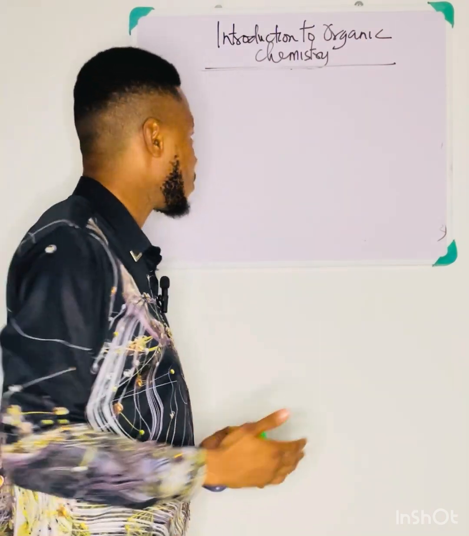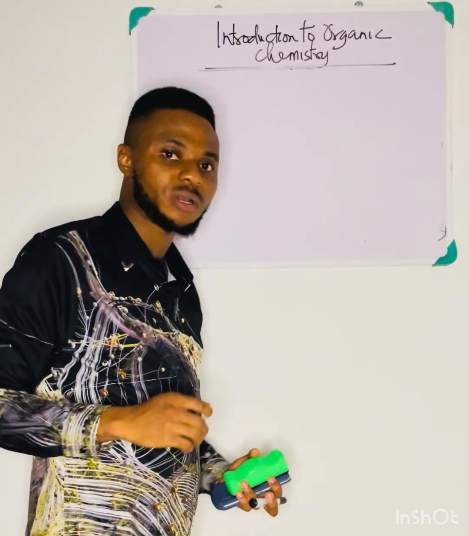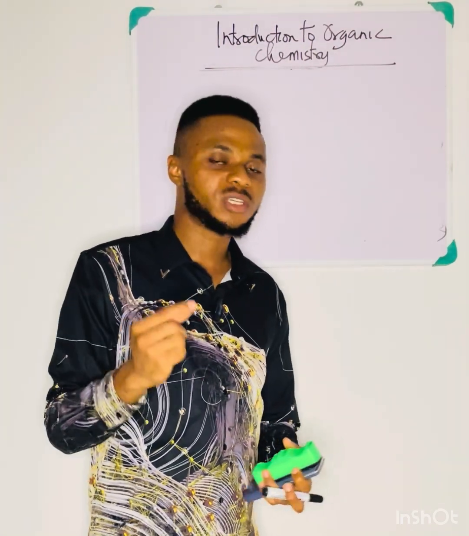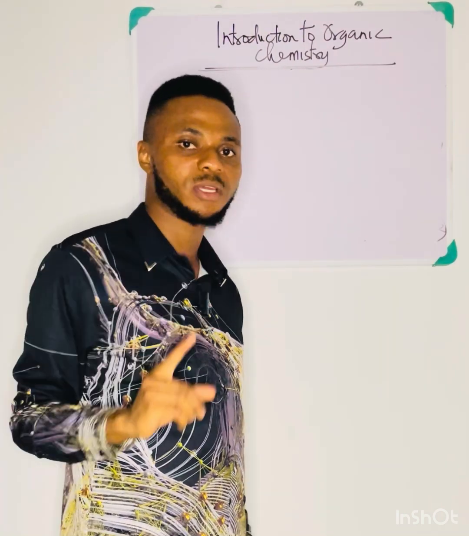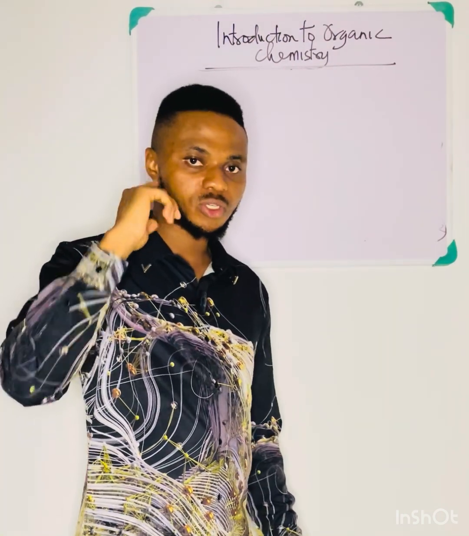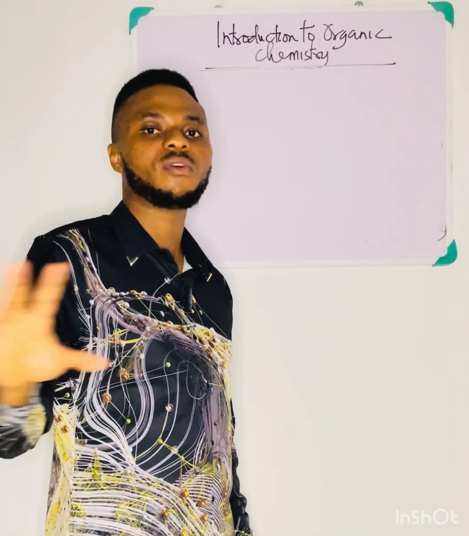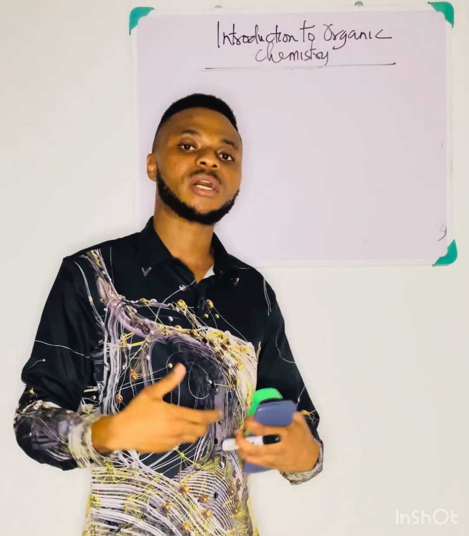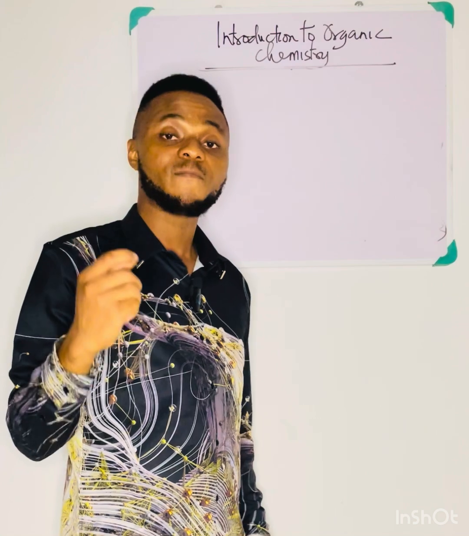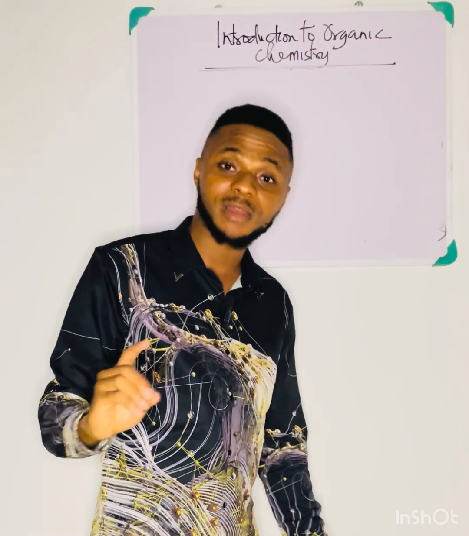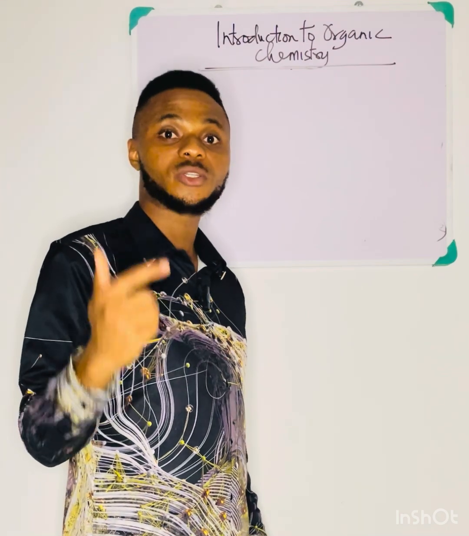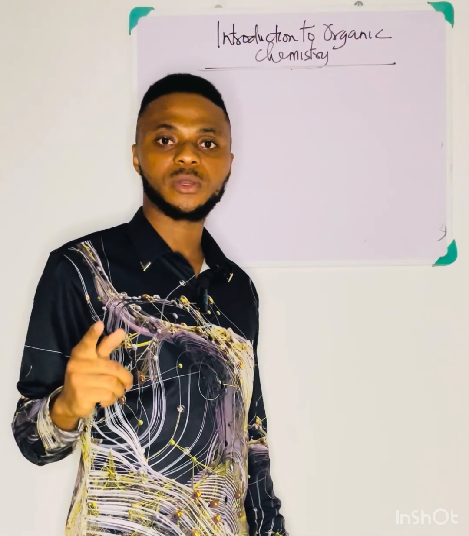All right, so like we have on the board, Introduction to Organic Chemistry. It's important to understand that organic chemistry is a very key aspect of chemistry that cannot be ignored. So what then is organic chemistry? Organic chemistry is the study of organic compounds. And organic compounds are compounds or substances obtained from plants and animals. So any substance that is gotten from plants or from animals is known as an organic compound.